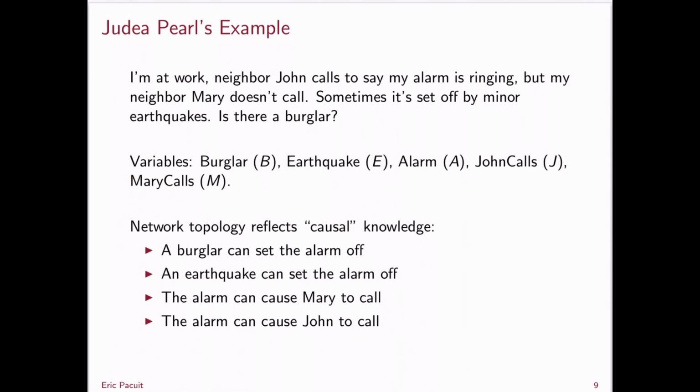Now, the Bayes net, or the topology, the structure of the graph that we'll draw, is going to represent common sense or causal knowledge we have about the situation. So, for example, we know that a burglar can set off the alarm, but also that an earthquake can set off the alarm. Similarly, we know that the alarm can cause Mary to call, and the alarm can also cause John to call.